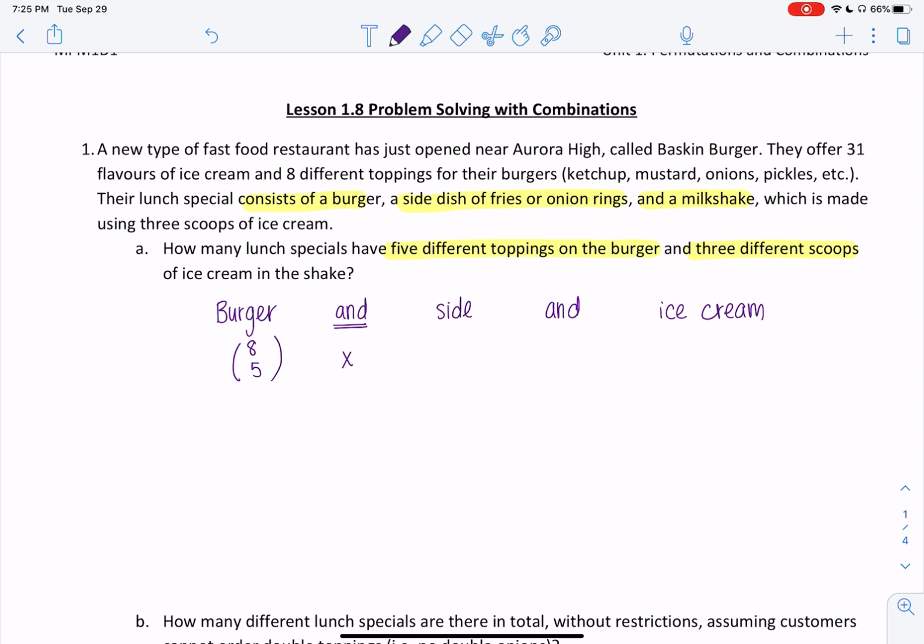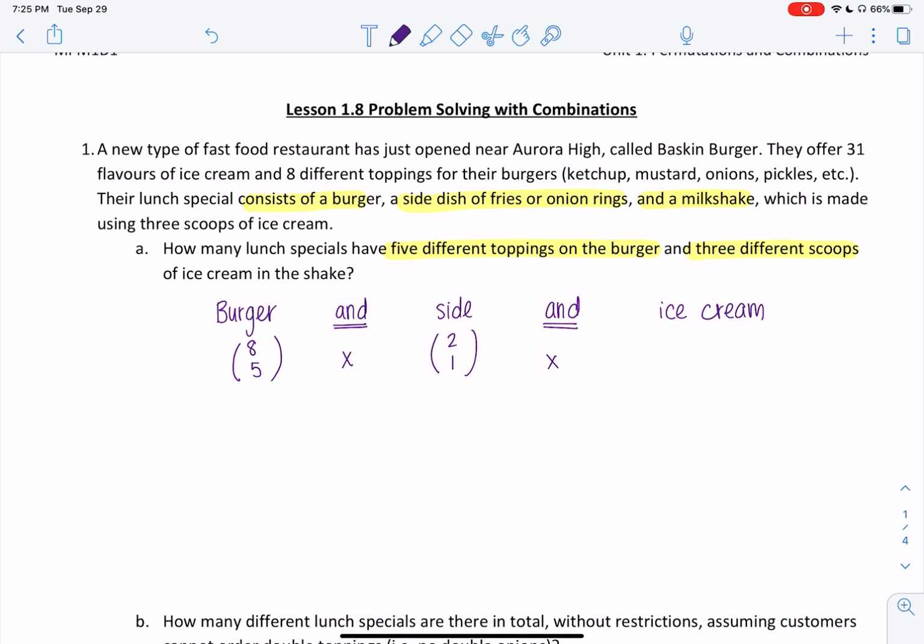Next, let's look at the side. For our side, we have fries or onion rings. Similar to our burger, the order doesn't matter here because we're either going to have fries, which is just fries, or onion rings, which is just onion rings. So there's no way that the order can matter for the choice of our side. So we had 2 options, and we're picking one of them.